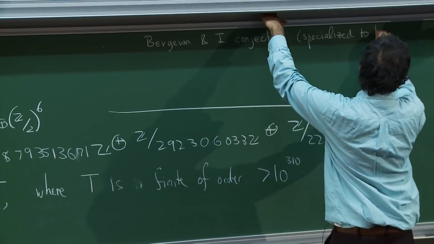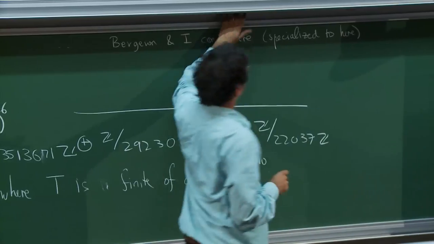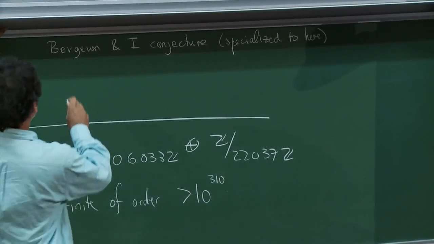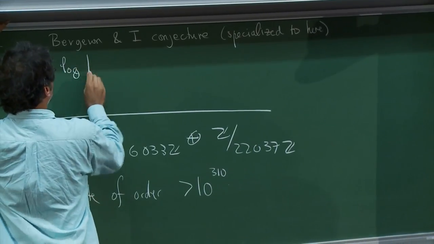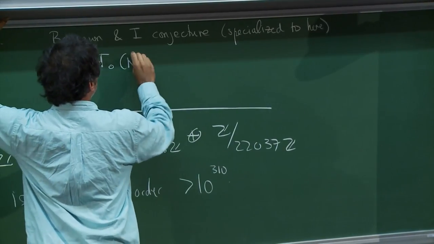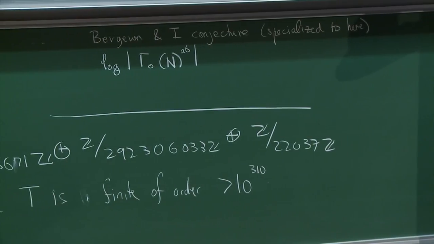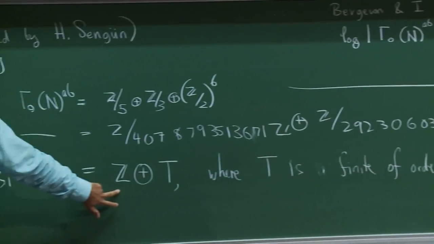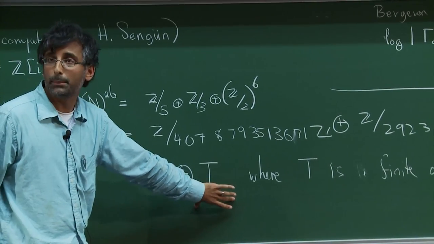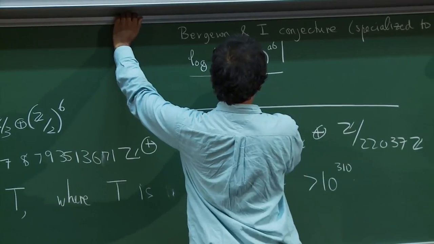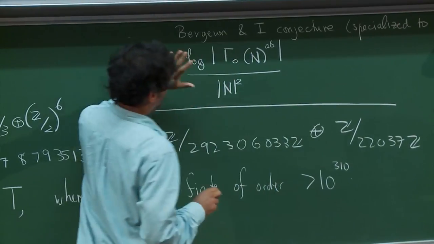Specialized to here, the conjecture is that this grows at a very specific rate. So if we take the size of this, as you see, it could also have an infinite part. So when I say the size, I just mean the finite part or the torsion part. So what we conjectured is, and I guess maybe I should say that.